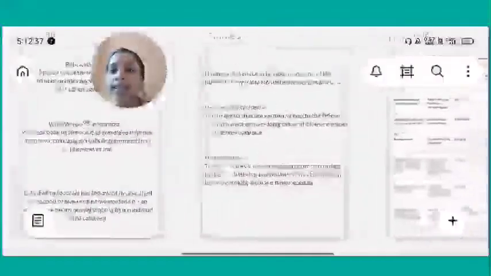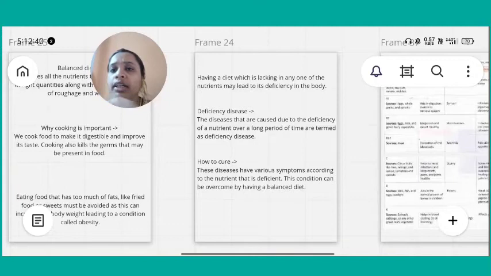Now the second thing we talk about regarding diet is that if we have a diet in which we lack some of the nutrients, then it causes deficiency in the body. This occurs when we do not take one of the nutrients for a longer period of time. So what is a deficiency disease? The diseases that are caused due to the deficiency of nutrients when we do not take them for a longer time. And how can we cure or prevent it?